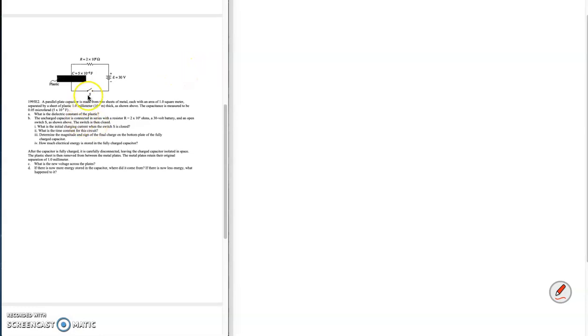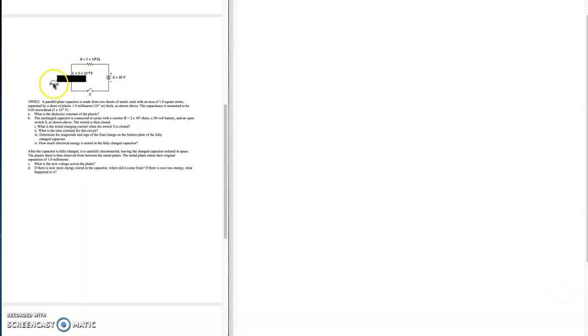1995 E2. They're giving us a circuit with a battery on the right, positive on top. They tell us numbers, the voltage, the resistance, the capacitor. They tell us that the capacitor has a dielectric of some kind of plastic in there, and this also indicates that we're going to start out uncharged because the switch is open.